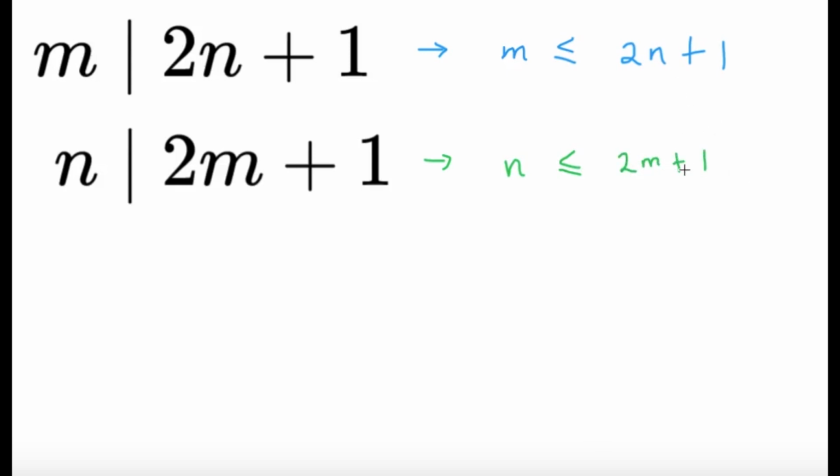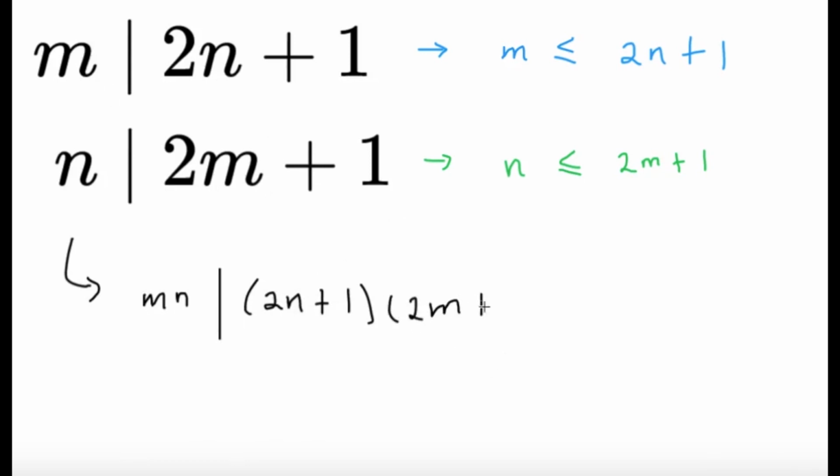But this doesn't really give us a very nice result because I can only restrict one variable by fixing the other. We can try to do better here, because we're given two divisibilities, and from these we can actually create another one. Since m divides 2n plus 1 and n divides 2m plus 1, the product mn should divide the product of these two, because 2n plus 1 has a factor of m, and 2m plus 1 has a factor of n.